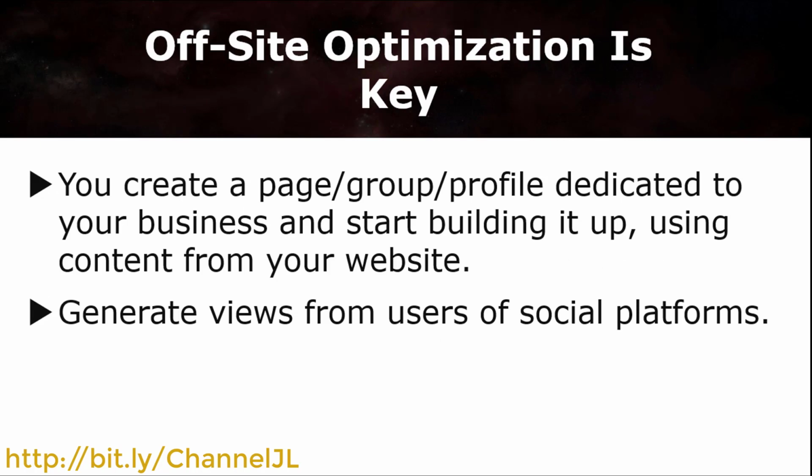Why? Well, this is because online users around the globe have at least 2 out of the previously mentioned social network accounts. You either create a page, a group, or a profile dedicated solely to your business and start building it up using content from your website. This way, you're generating views by linking your main site to these platforms. Doing so allows your links to be shared to users of these platforms. Your traffic will rise, and slowly, your site will be presenting an authoritative figure for Google.